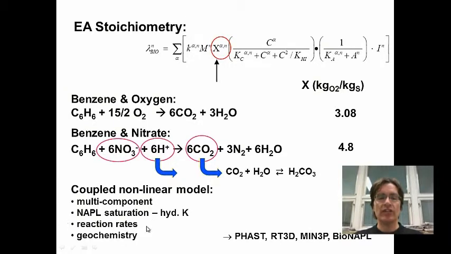We've seen already these reaction rates in this case are nonlinear, so they have to be coupled within the transport code. Also, these reactions are going to change generally the pH. They can change the CO2, which will have an effect on the aqueous inorganic geochemistry. So possibly we need to include the inorganic chemistry as well. And there's several models that can do this, some of which are mentioned here.